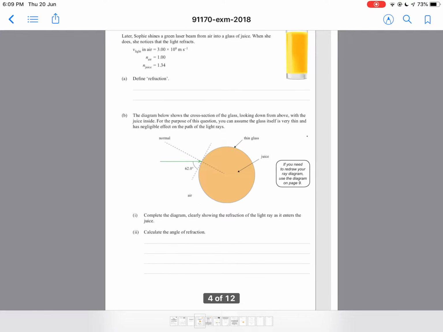Hey guys, welcome to question 2 and 3 for the level 2 waves. Okay, so for this is 2018. So we'll get straight into it.